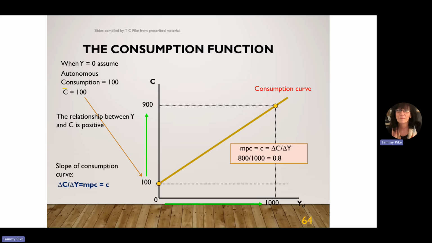In this case, we can work it out because you could go in and work out delta C. There's your delta C over delta Y. Remember, delta is change. So that would be 900 minus 100 over 1,000 minus 0. And that would give you your 0.8. What does this actually mean? This means that we consume or spend 80% of our income. Out of every R1, we spend 80 cents.